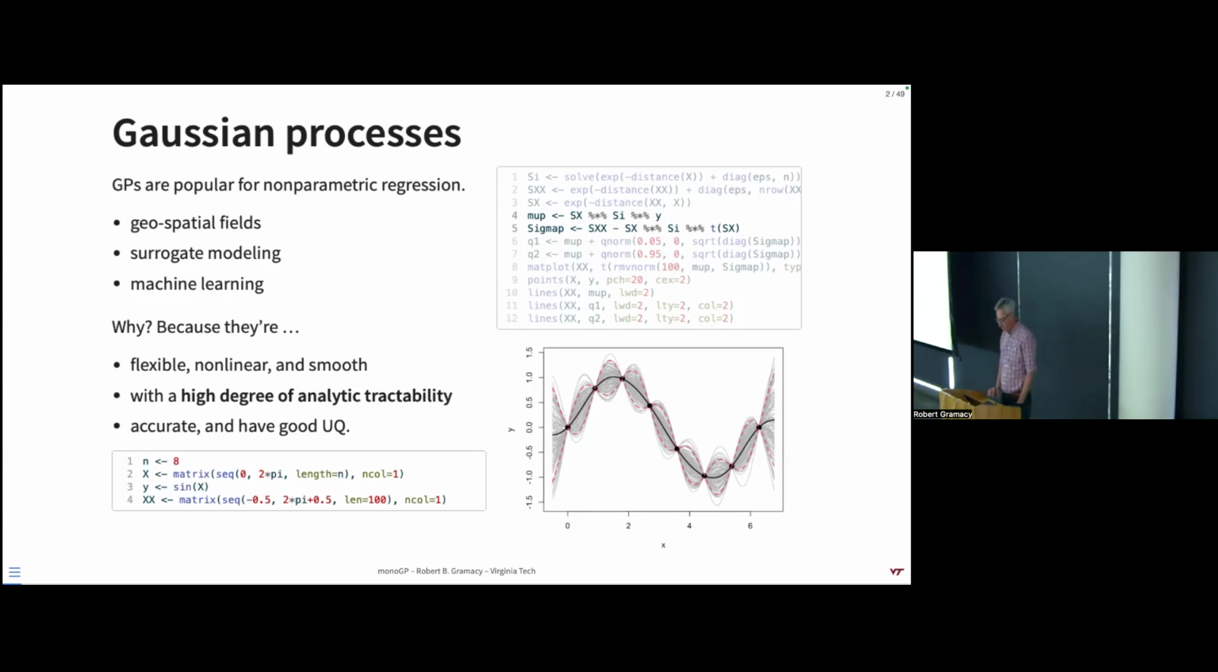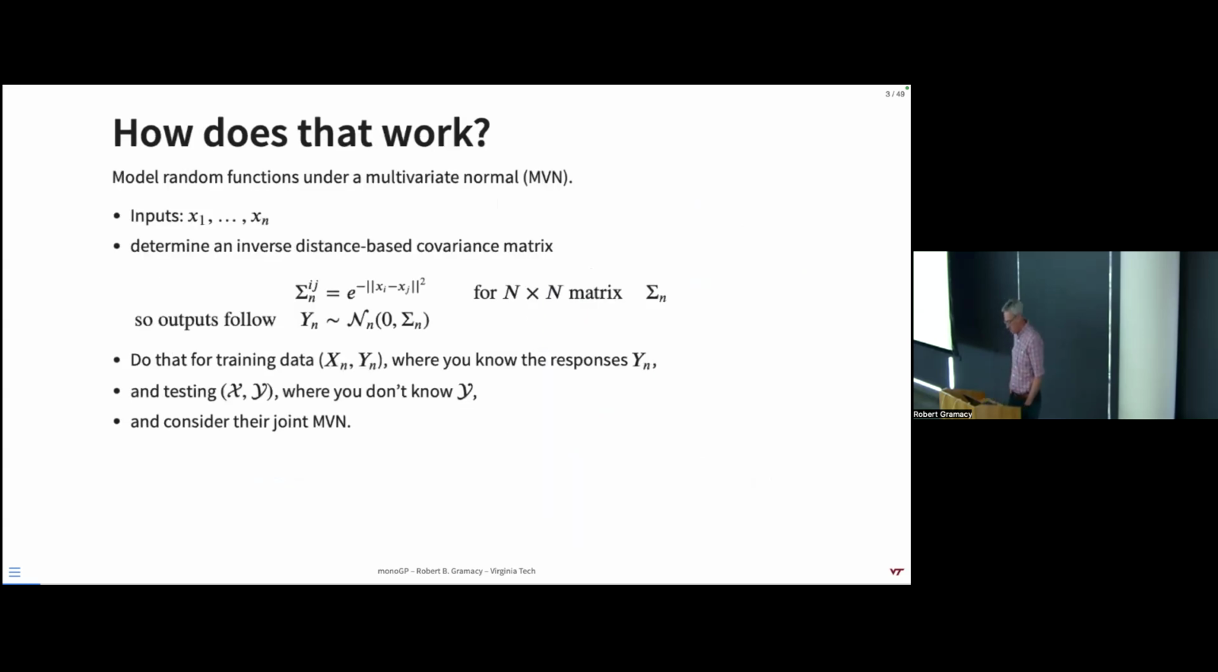But maybe the most important thing is this bullet in the middle. They have a high degree of analytic tractability, by which I mean you boil the inference down to linear algebra. So the plot here is an interpolation of 8 observations of sine of x, and the R code generates that figure. You can see it's about 15 or 16 lines of R code, but the most important parts of that R code are really just these 2 equations doing some matrix vector multiplication. So that's what I mean by a high degree of analytic tractability. I'm going to show you where these equations come from over the next few slides. Okay, so how does that work?